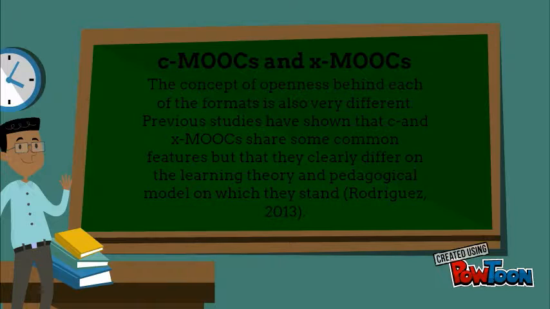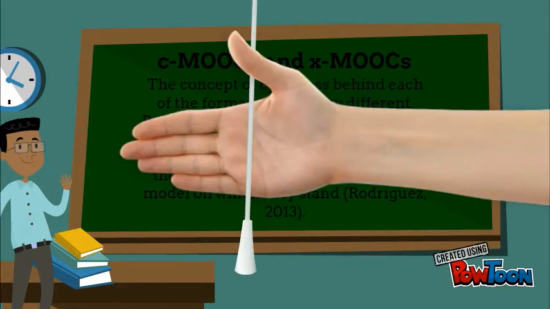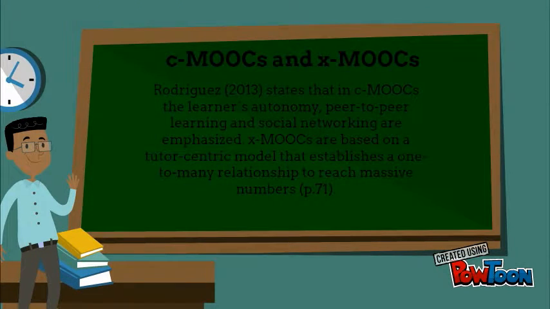Previous studies have shown that C and X MOOCs share some common features, but that they clearly differ on the learning theory and pedagogical model on which they stand. Rodriguez states that in CMOOCs, the learner's autonomy, peer-to-peer learning, and social networking are emphasized. XMOOCs are based on a tutor-centric model that establishes a one-to-many relationship to reach massive numbers.